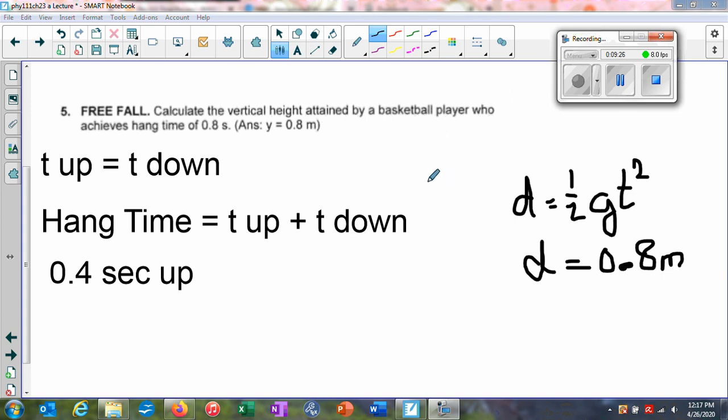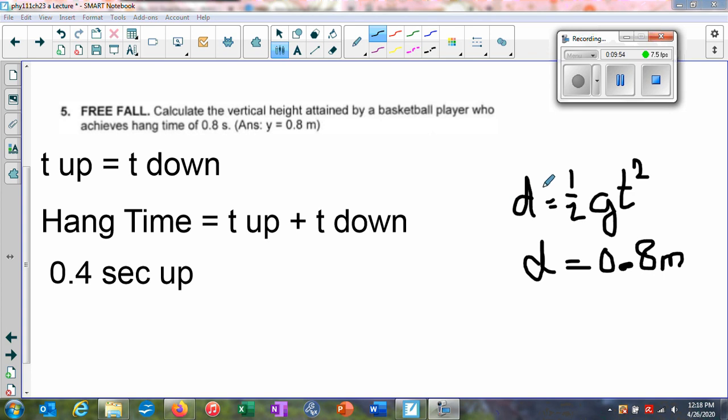All right, here I want to calculate the vertical height attained by a basketball player who achieves a hang time of 0.8 seconds. I know that time up is equal to time down, and that hang time is equal to the time I spend going up as well as the time I spend coming down, my entire time in the air. So because the whole thing is 0.8 seconds, I know that I spent 0.4 seconds going up.